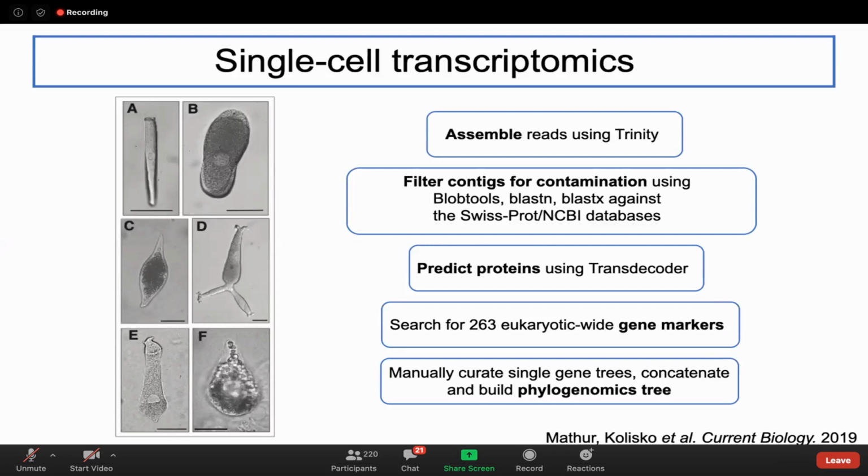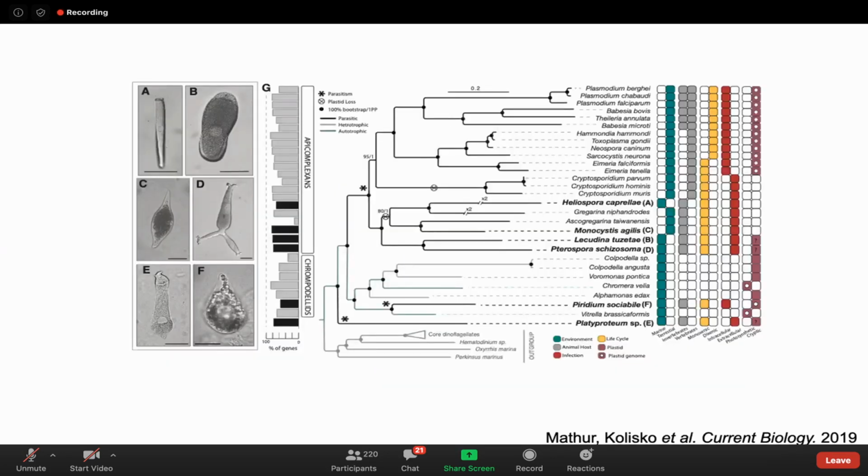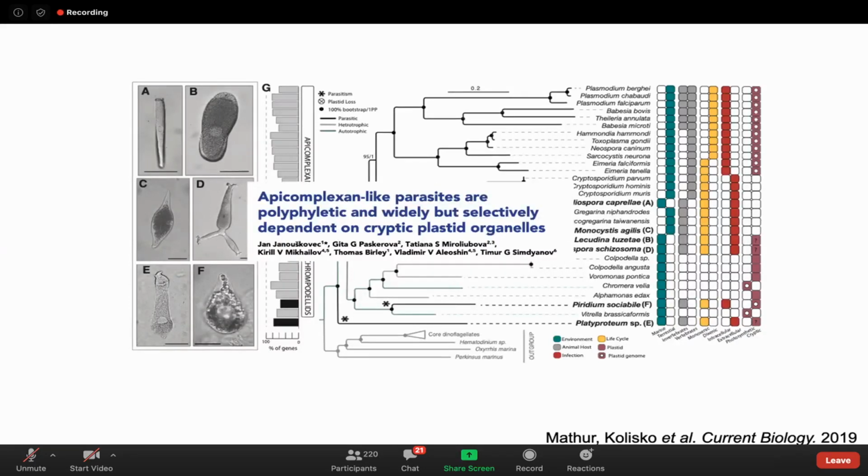And so this was a tree that we got. We placed these 6 new taxa into an evolutionary context, but very quickly after our paper came out, this was already old news. Jan's group here, Jan Januszkovic, also around the same time published a whole bunch of really nice Apicomplexan transcriptomes from Gregorines and some other deep branching taxa.